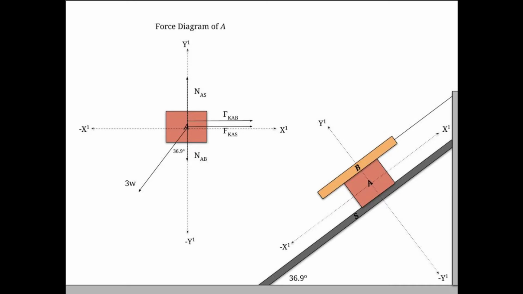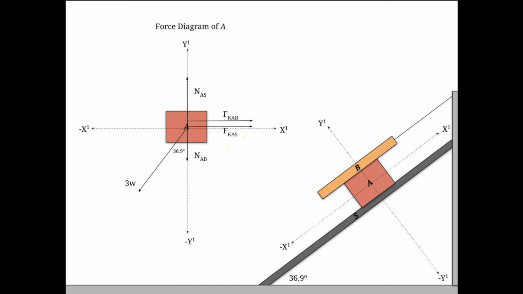Now, the first step we did here is we created an x' and y' axes. This will make the problem easier to solve. In the positive y' direction, the only force we have here is the normal force between A and S. In the positive x' direction, we have two forces. There is the kinetic friction between A and B, and the kinetic friction between A and S.